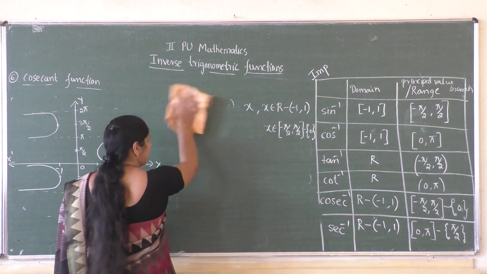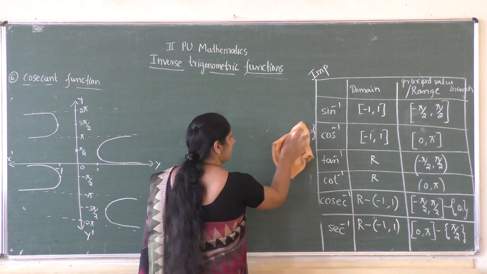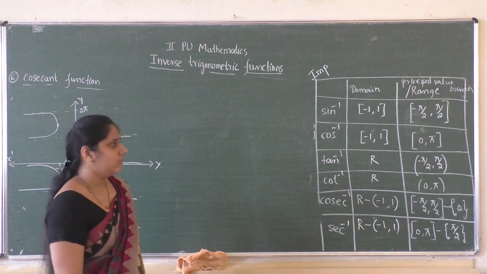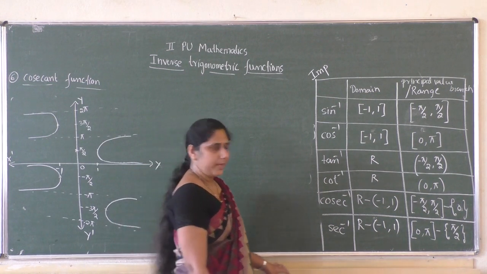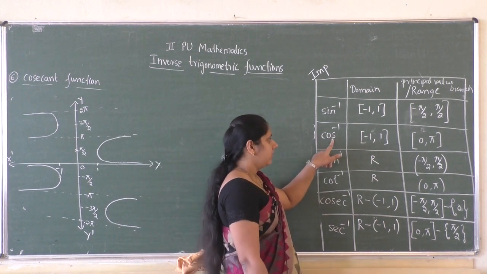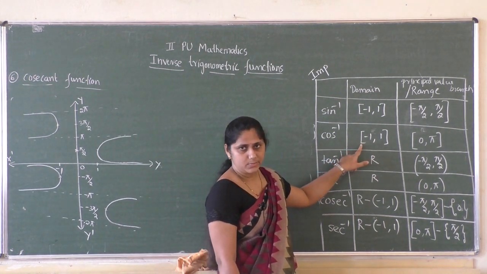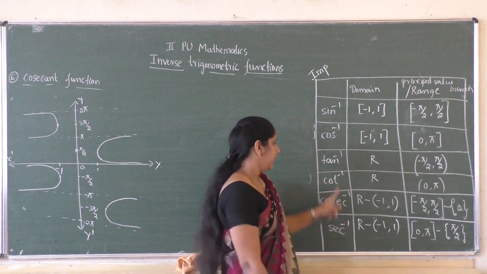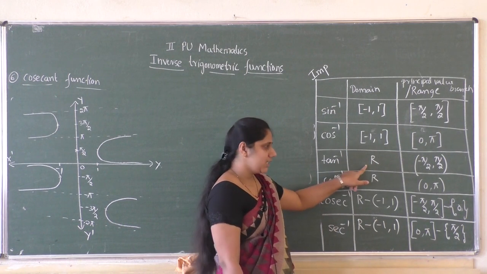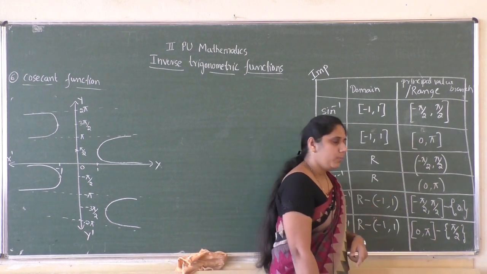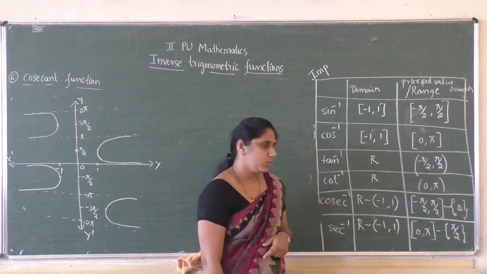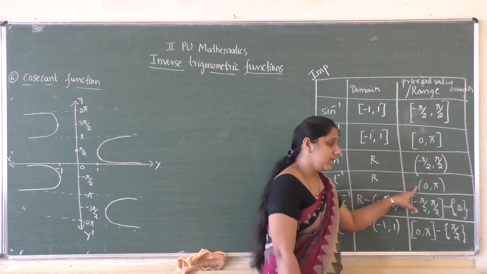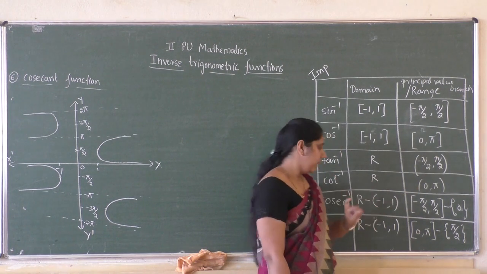So what is the domain of sine inverse? It is closed interval -1 to 1 and range is closed interval -π/2 to π/2. And cos inverse domain closed interval -1 to 1 and range is closed interval 0 to pi. And tan inverse domain is R and range is open interval -π/2 to π/2. Cot inverse domain is R, range is open interval 0 to pi.